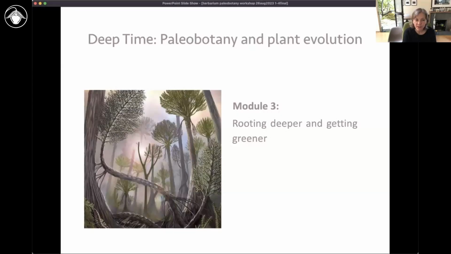Hello, everyone. We're going to continue with module number 3, Rooting Deeper and Getting Greener. This is part of the workshop, Deep Time Paleobotany and Plant Evolution.